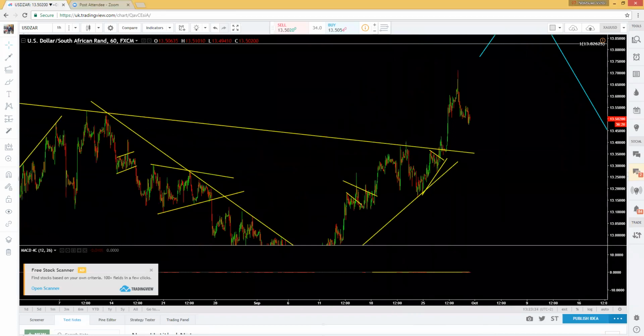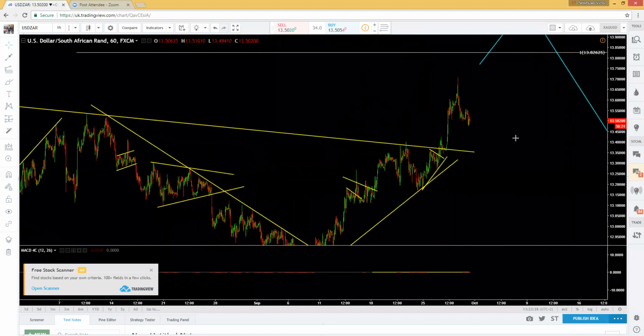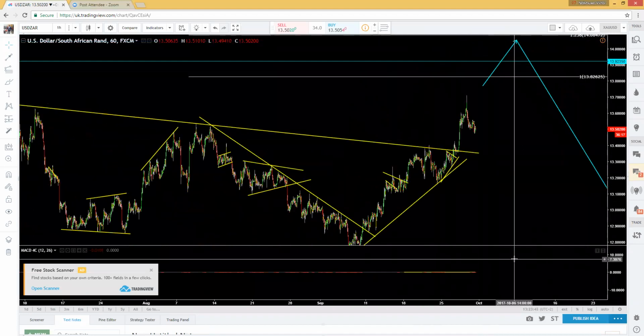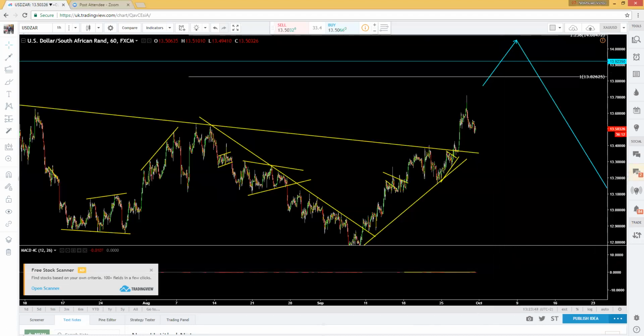Any other chart that somebody wants to discuss that we did not cover here? Okay, let's see which one else we can look at now. Let's look at oil.